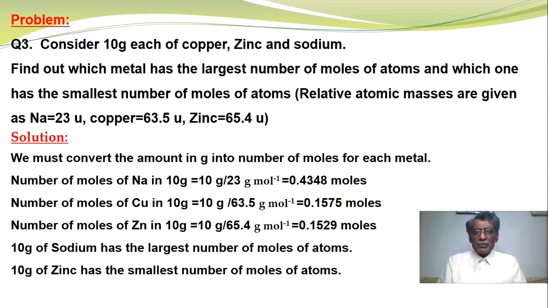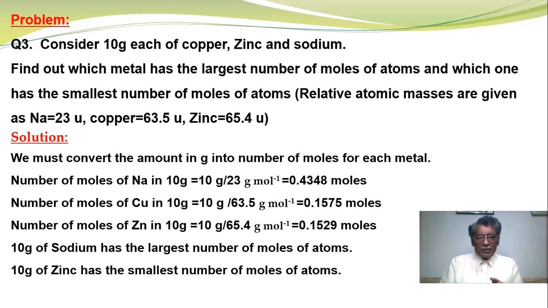Now another problem. Consider 10 grams each of copper, zinc and sodium. Find out which metal has the largest number of moles of atoms and which one has the smallest number of moles of atoms. Relative atomic masses are given here: for sodium 23 u, copper 63.5 u, zinc 65.4 u. We must convert the amount in grams into number of moles for each metal. For sodium, it is 10 by 23 grams mole inverse. That gives us 0.4348 moles.